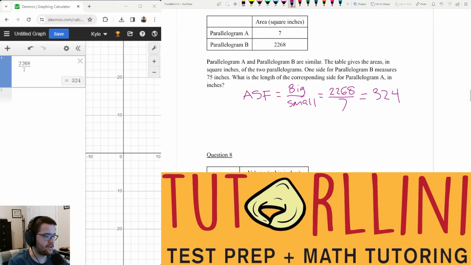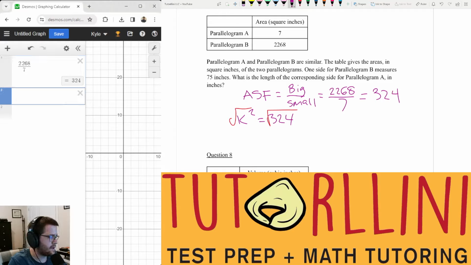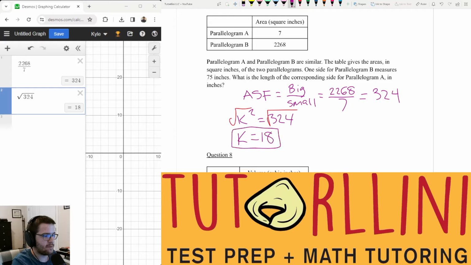And remember, the area scale factor is equal to k squared. So we need to take the square root of both sides to find k. And let's see here, k, square root 324. We get 18. So k, the linear scale factor, is equal to 18. It's not the final answer, but that's kind of important.